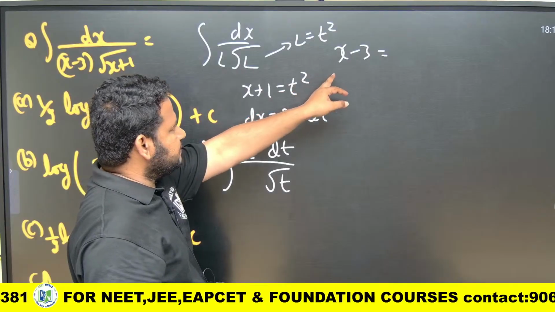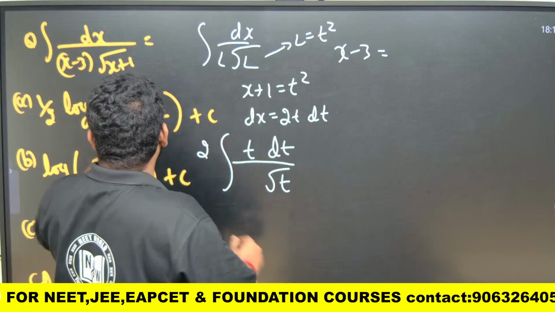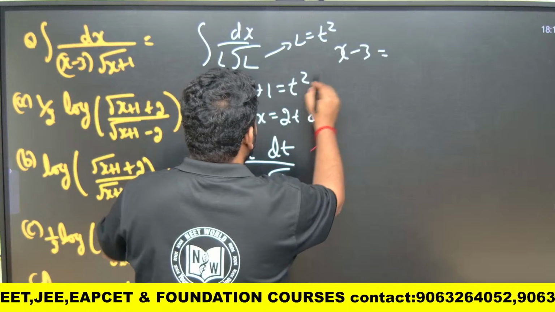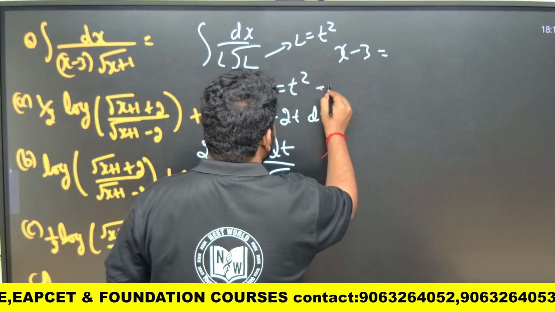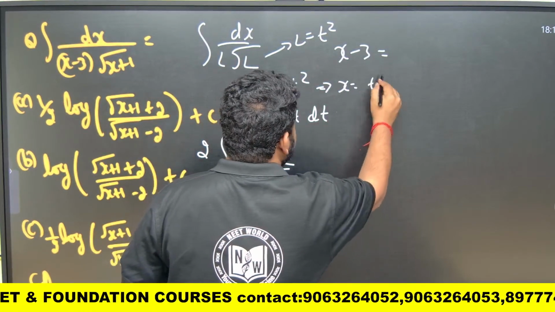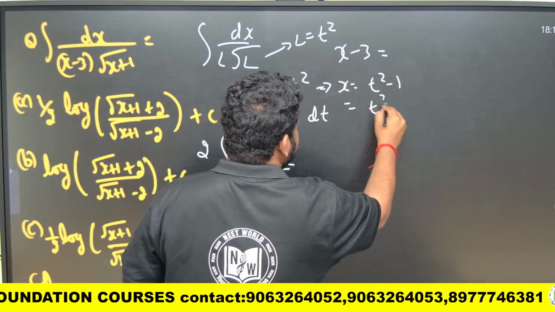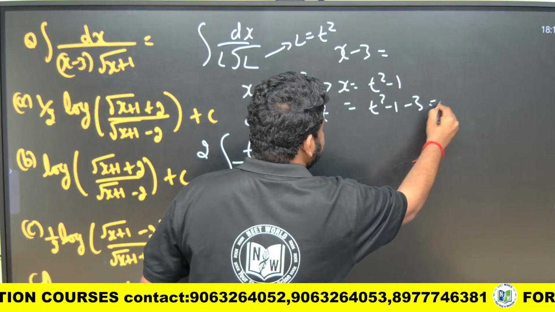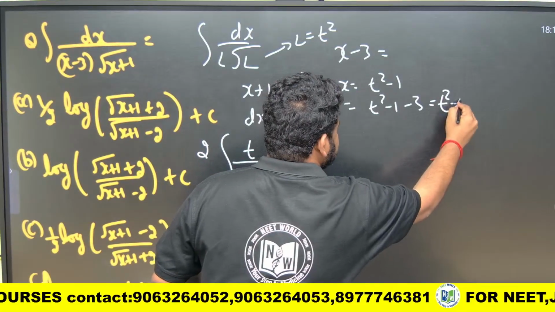So x plus 1 is equal to t square. x minus 3 will become what? I have to put x plus 1 equal to t square, so this implies x is equal to t square minus 1. So I should put t square minus 1 minus 3. This gives me t square minus 4.